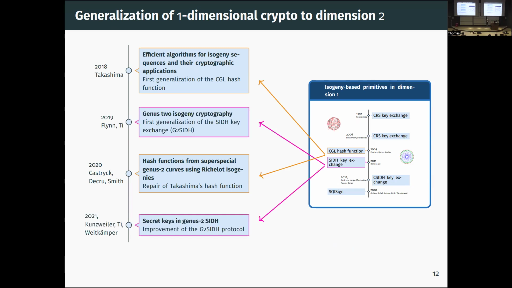In between those two papers, there was another paper suggesting to generalize the SIDH key exchange to dimension 2. This was first proposed by Jan Boutin and Victor Flynn, who also instantiated this. In this case, it's a bit different to the CGL hash function. There, it's actually much slower to instantiate in dimension 2 than in dimension 3. And I think the initial version of the key exchange took around a minute or something like this.